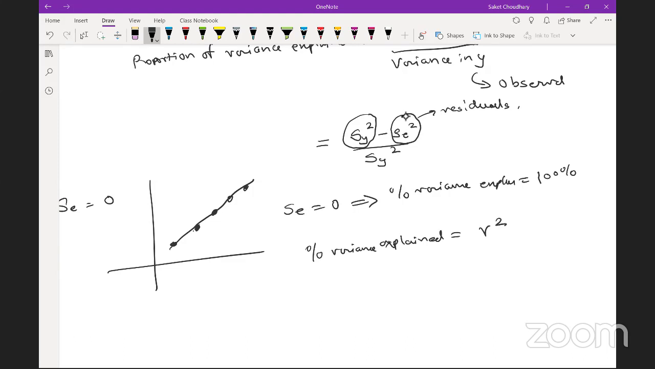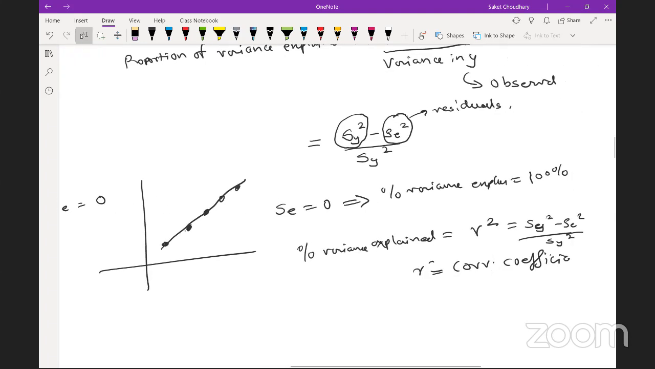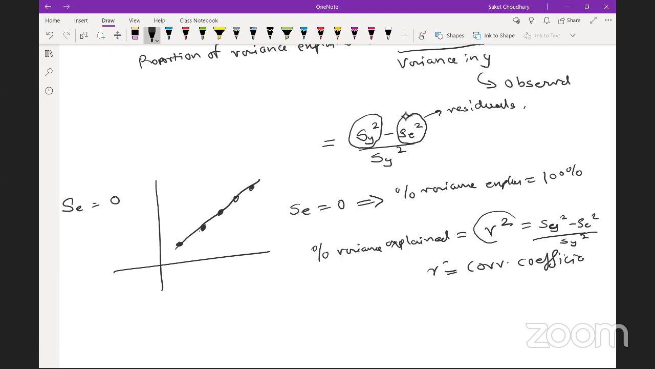This is also equal to R square, where R is your correlation coefficient. This is also equal to SY square minus SE square by SY square. When you're doing the project, one particular question asks you how much variance explained you see in your data. If you're fitting a linear model, all you have to do is tell me the value of the square of the correlation coefficient. And you can see in some sense why this happens.